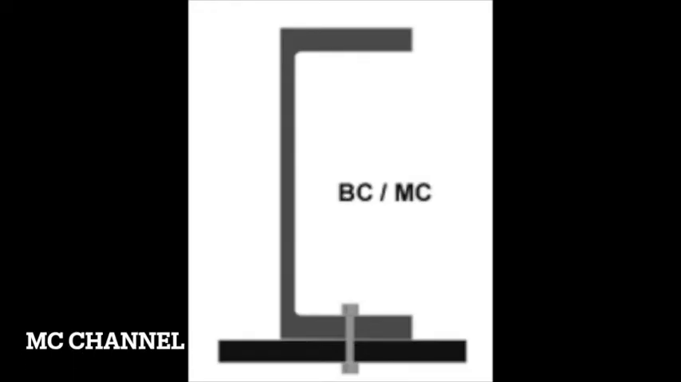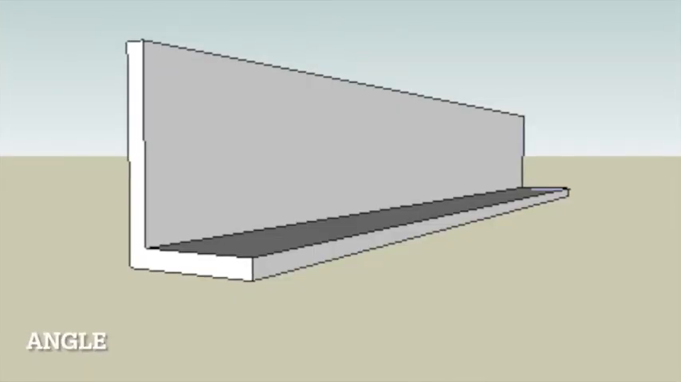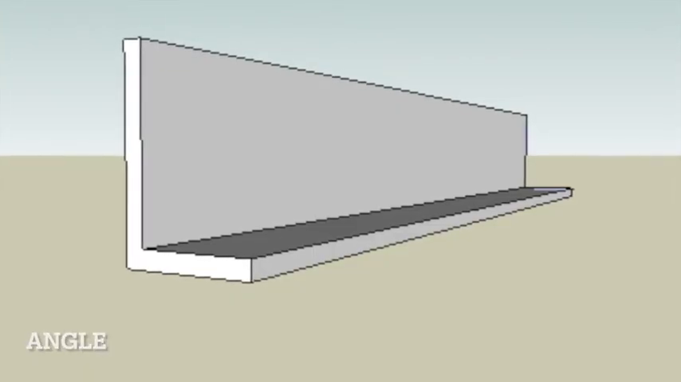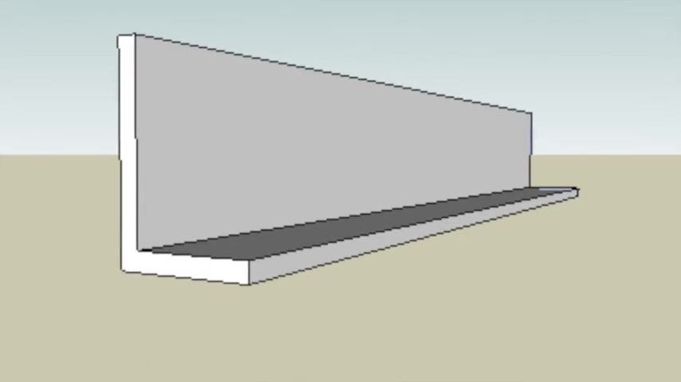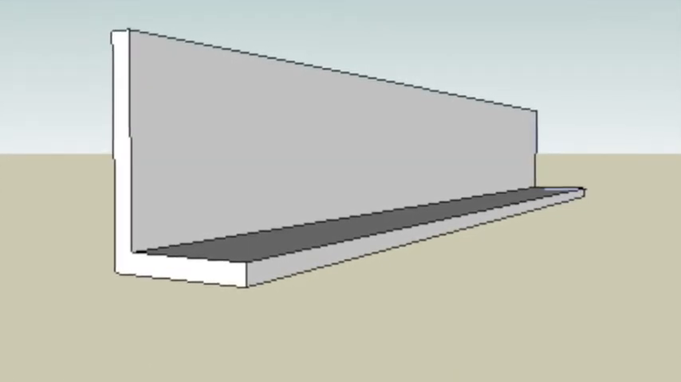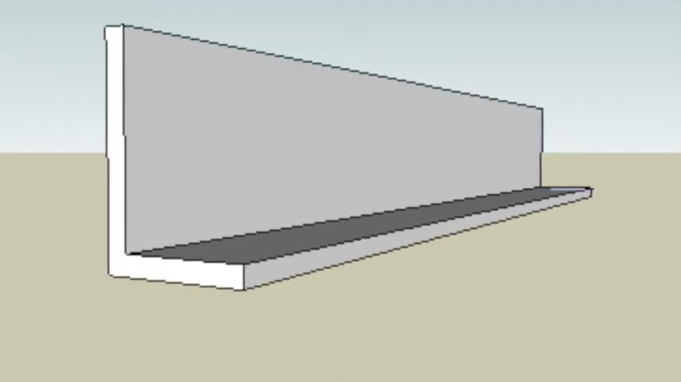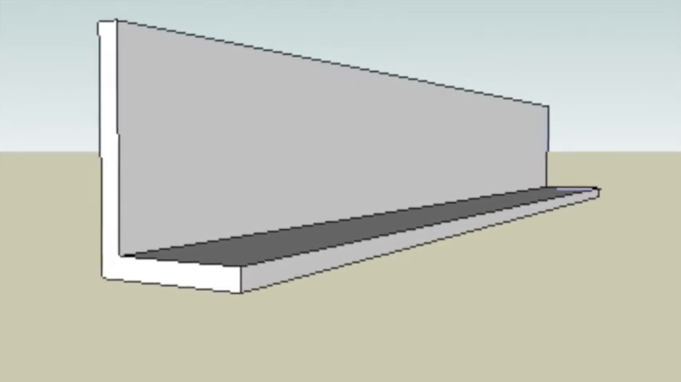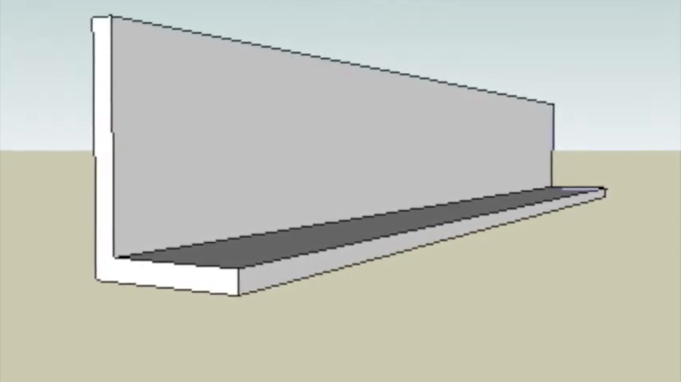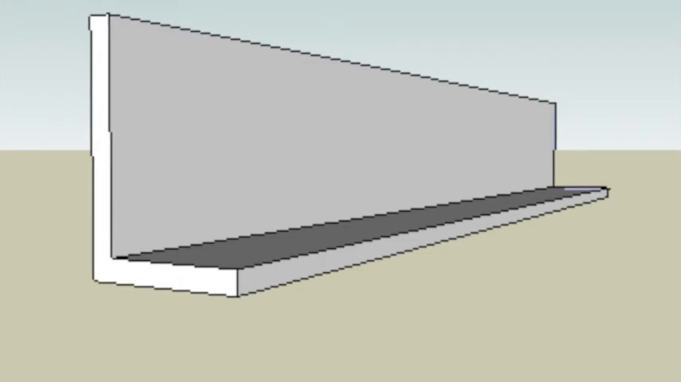Next is miscellaneous channel. It is a hot-rolled steel section similar to a C shape but designated by the prefix MC followed by the size and weight of the member. And now, let us proceed to angles. An angle is a hot-rolled structural steel section having an L shape, designated by the prefix L followed by the length of each leg and their thickness. It is also called iron angle.